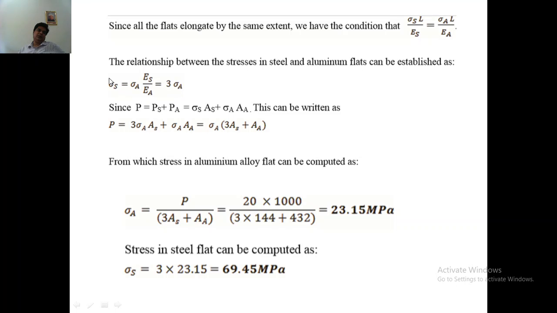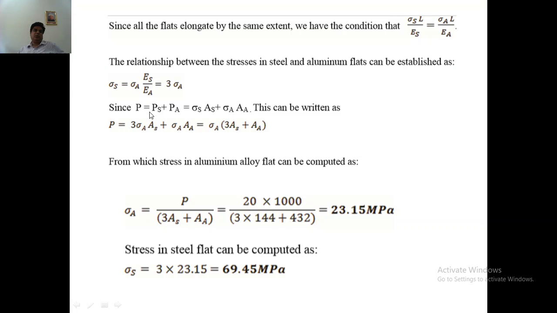So you can see here the stress in steel is 3 times the stress in aluminum, because the modulus of steel is higher than the modulus of aluminum. So the load carried by steel is more than the load carried by aluminum, and the stress in the steel will be more than the stress in the aluminum. That understanding you can get by looking at this equation.